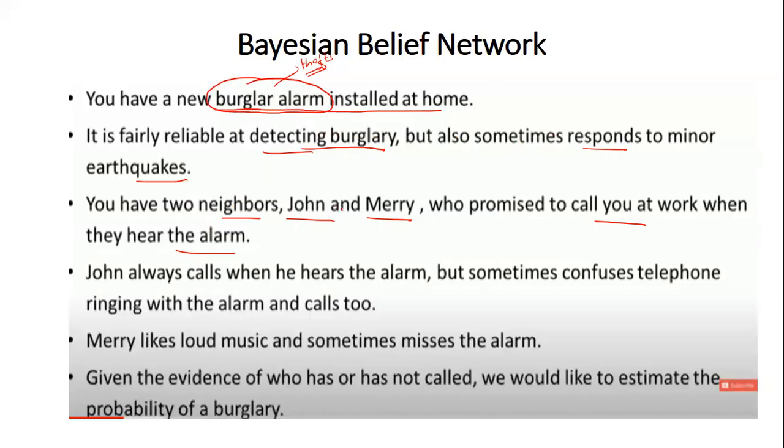Now you have two neighbors. One is John, the other one is Mary. John and Mary have promised to call you when they hear the alarm, because you are not at home and you have installed the burglar alarm system to detect any unusual movements in the house when you are not there. Whenever the alarm rings they will call you, because you should know that something wrong is going on.